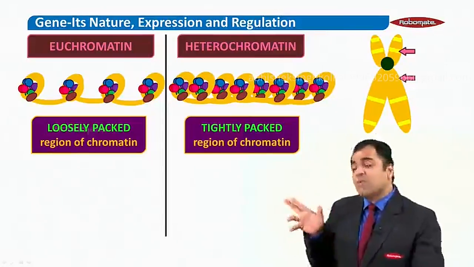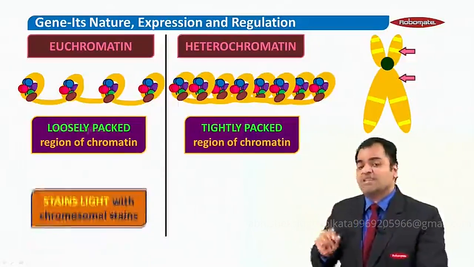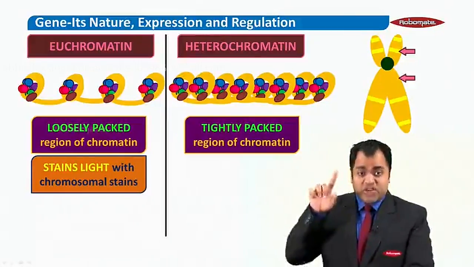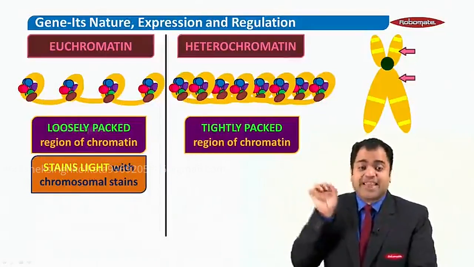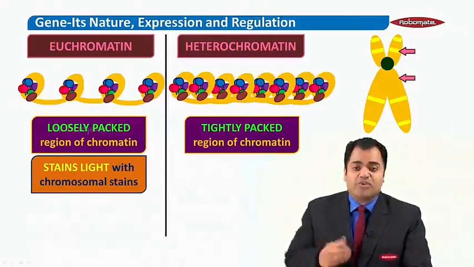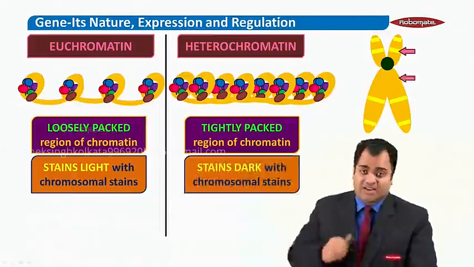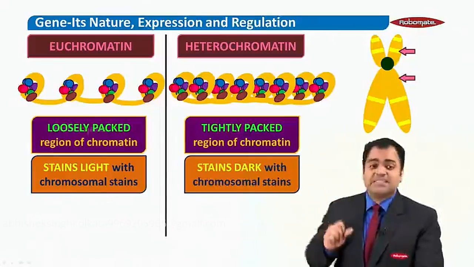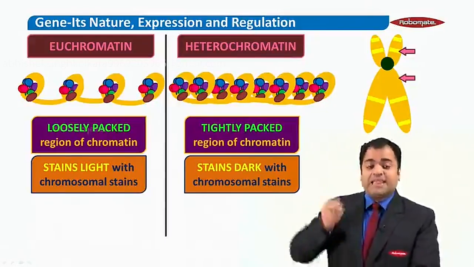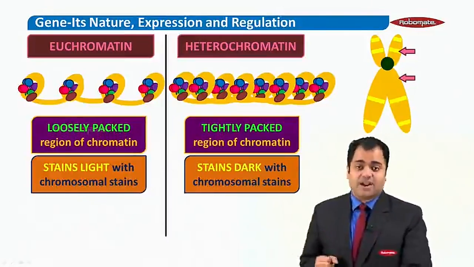Because euchromatin is loosely packed compared to heterochromatin, which is tightly packed, euchromatin is going to stain light when I use chromosomal stains. That's why in the picture I've shown you certain light bands, because a light band indicates a loosely packed region of chromatin called euchromatin. The heterochromatin, because of its tight packing, will stain dark when I use chromosomal stain. That's why you can see in the picture above that the heterochromatin region has a darker stain. And that is how you can differentiate between the two types of chromatin. One stains light while the other stains dark.